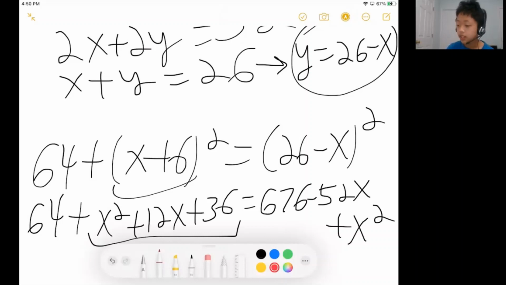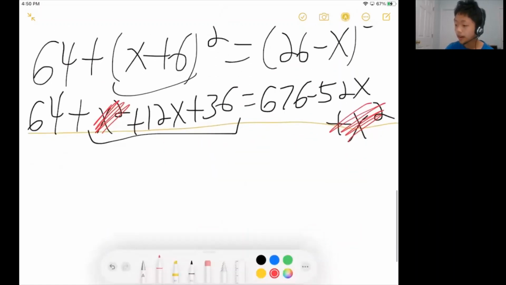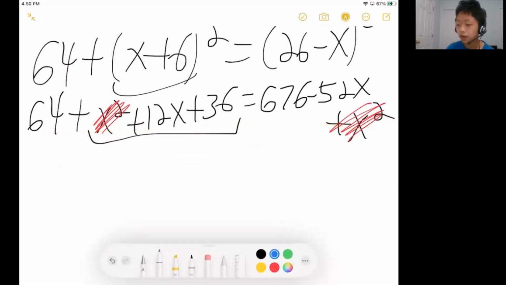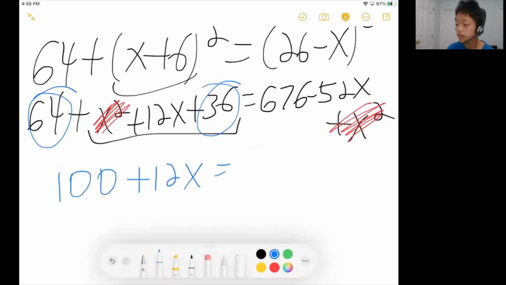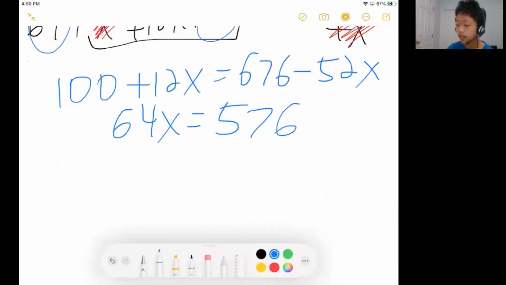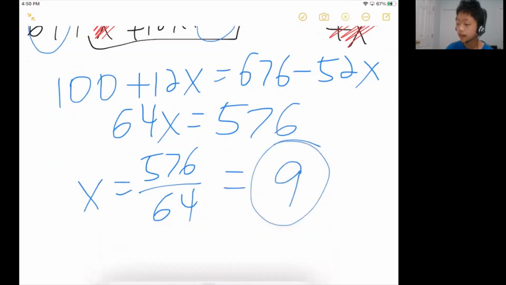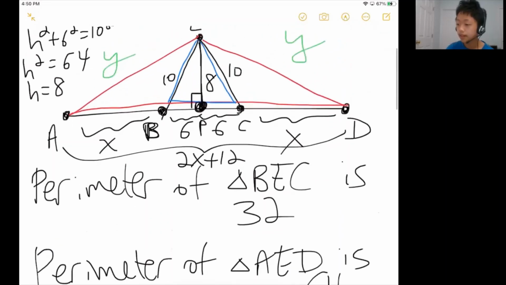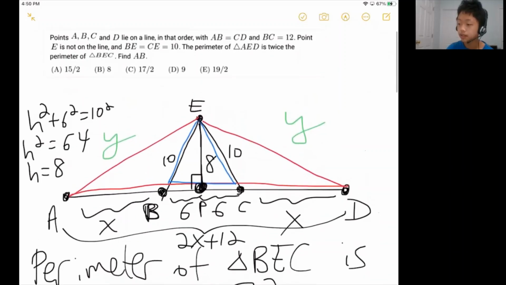Conveniently, the x squareds on both sides cancel out. So now we can combine terms. 64 and 36 gives 100, plus 12x has to equal 676 minus 52x. So we can add 52x to both sides, and then subtract 100 on both sides. So 64x equals 576. Then we can divide by 64 on both sides. You get x is 576 over 64, and that simplifies to 9. That would give you choice D, which should be the right answer.